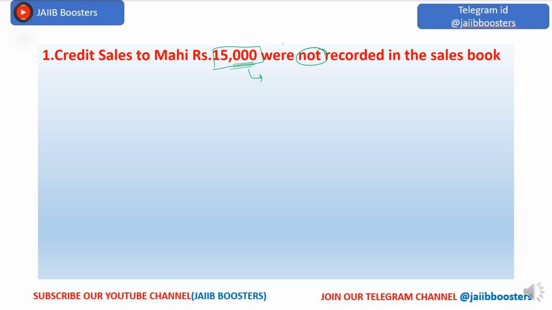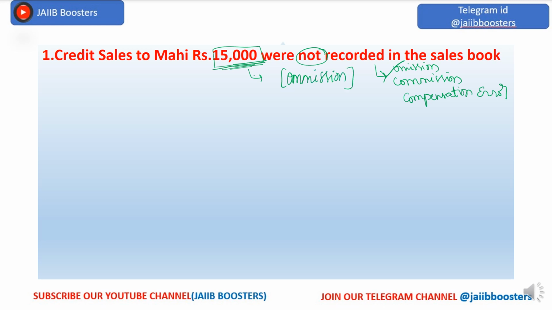In this case, which type of error is it? Either it is error of omission, or error of commission, or compensating error. First find that out, as they may ask you. Here there is a complete omission of one transaction, so the error is omission.